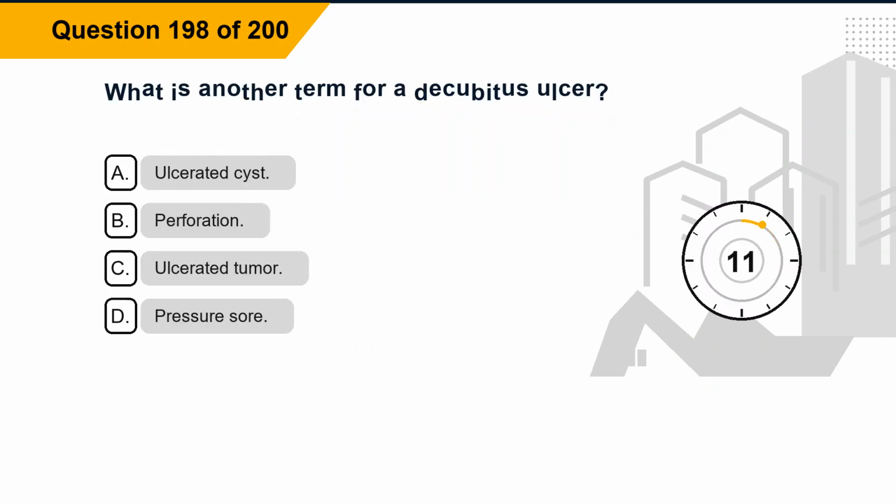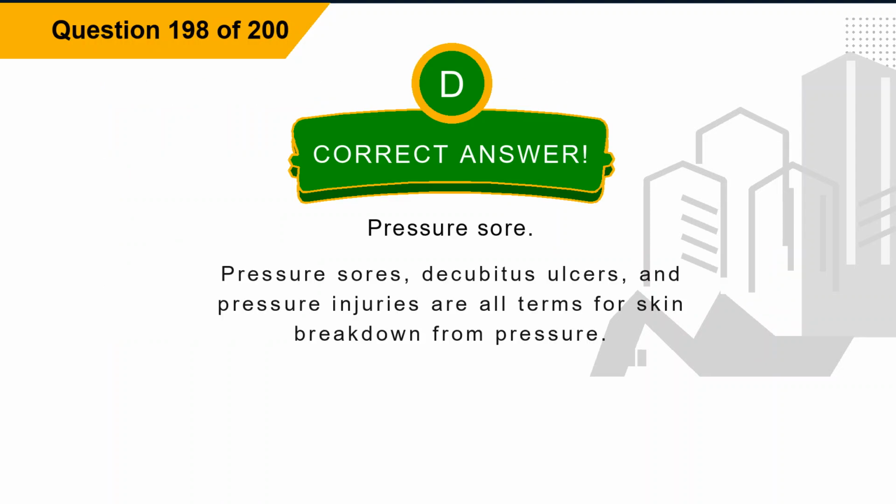Question 198. What is another term for a decubitus ulcer? Option A. Ulcerated cyst. Option B. Perforation. Option C. Ulcerated tumor. Option D. Pressure sore. The correct answer is option D. Pressure sore. Explanation. Pressure sores, decubitus ulcers, and pressure injuries are all terms for skin breakdown from pressure.